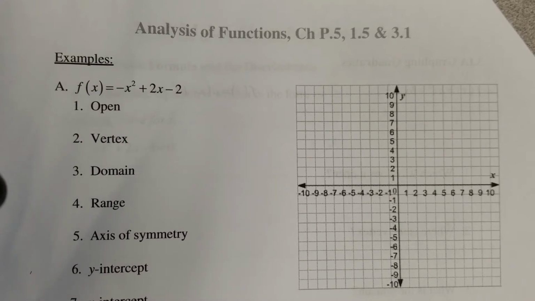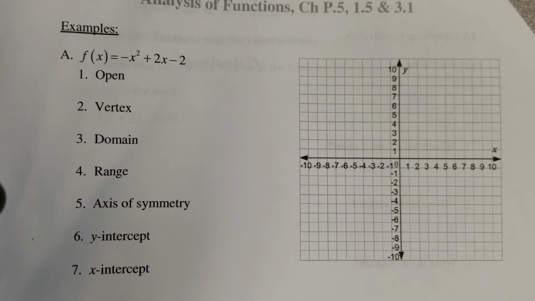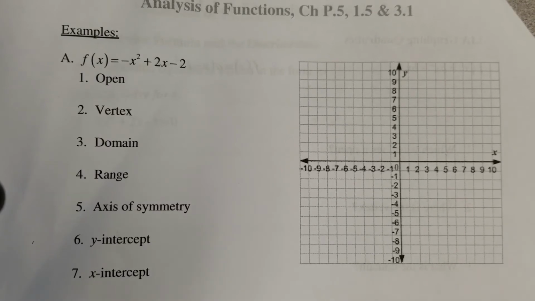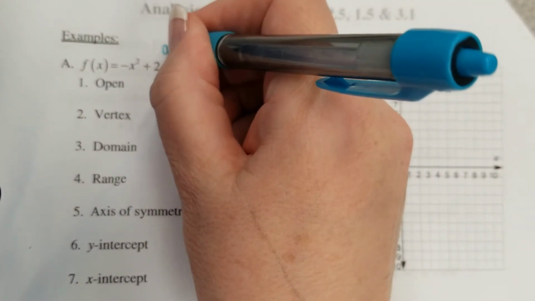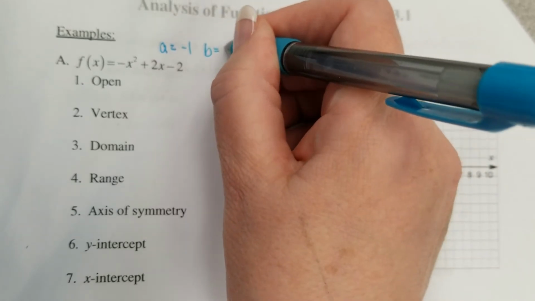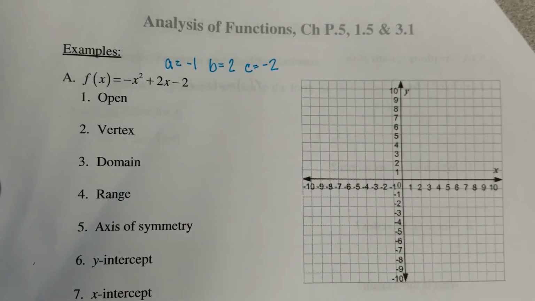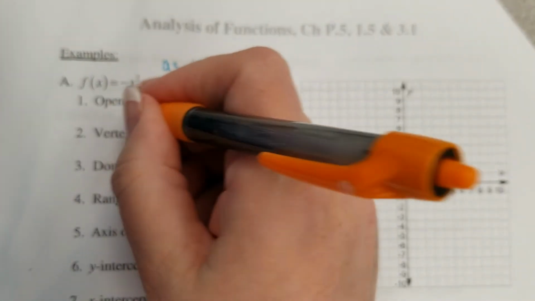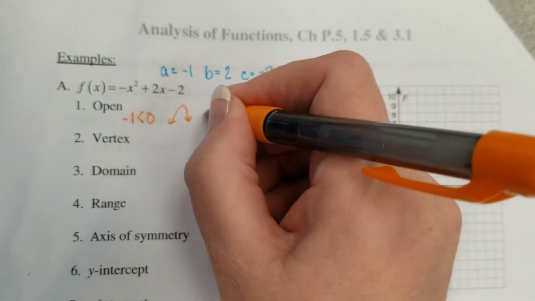Okay, so let's take a look at our first example. This first example here, example A, says f of x is equal to negative x squared plus 2x minus 2. First thing I want to do is determine, well, this is written in standard form, so let's determine our a, b, and c. So a is -1, b is 2, and c is -2. So the first thing I want to know is, what way does it open? Well, -1 is our a term, and that is less than 0. So it is going to open down.